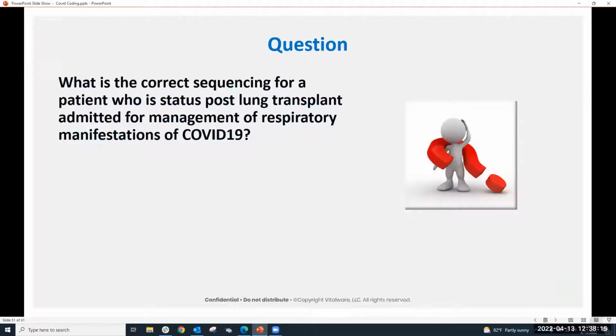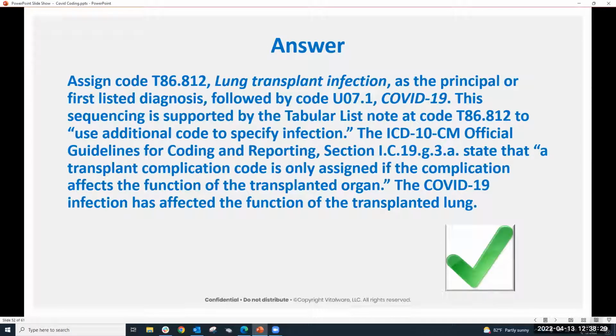All right, next question. What is the correct sequencing for a patient who is status post-lung transplant admitted for management of respiratory manifestations of COVID-19? Assign code T86.812, lung transplant infection, as the principal or first listed diagnosis, followed by code U07.1 COVID-19. This sequence is supported by the tabular list note at code T86.812 to use additional code to specify infection.